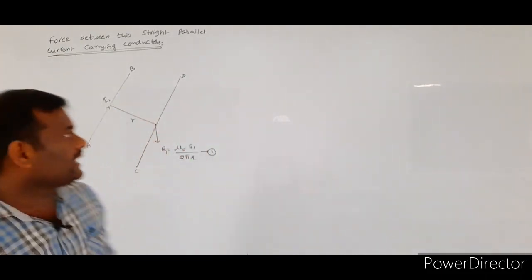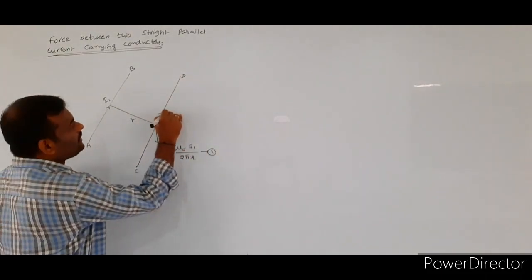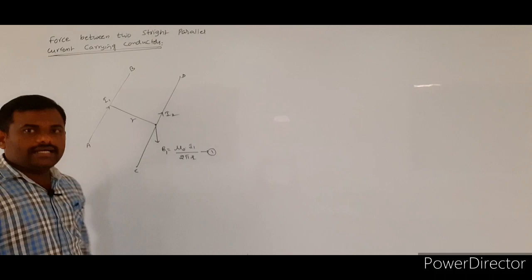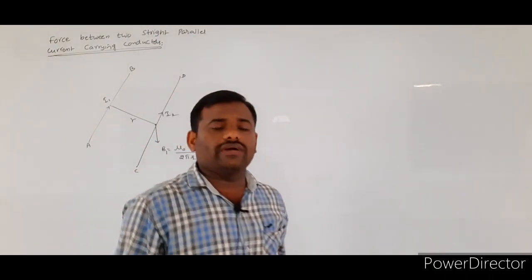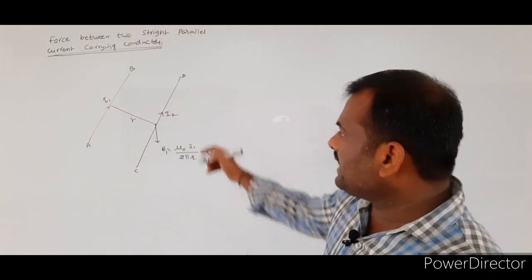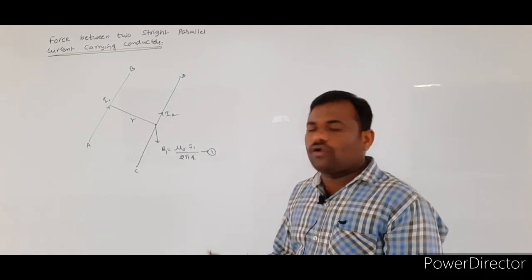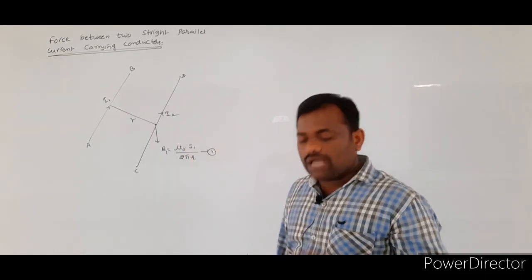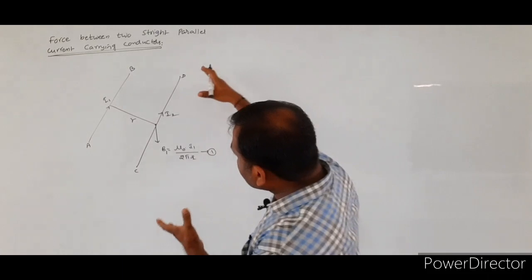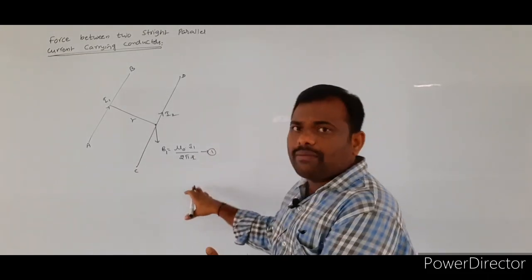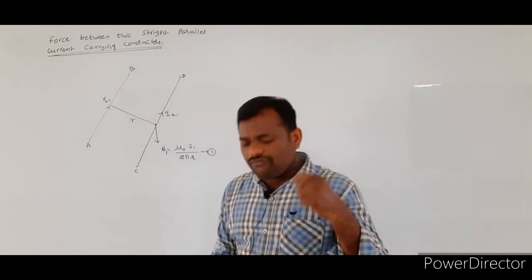In this second conductor, we are assuming that I2 amount of current will be flowing. In the second conductor, how much current do we assume to flow? I2 current will be flowing. Now this second conductor is placed in the region of the magnetic field which was formed by the first conductor.